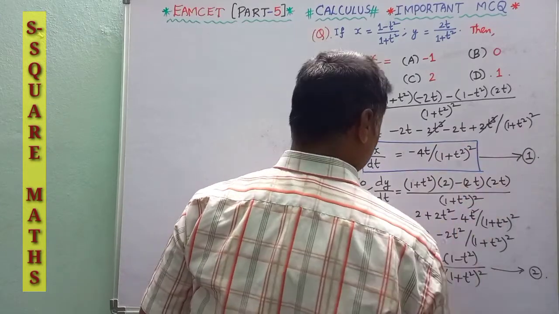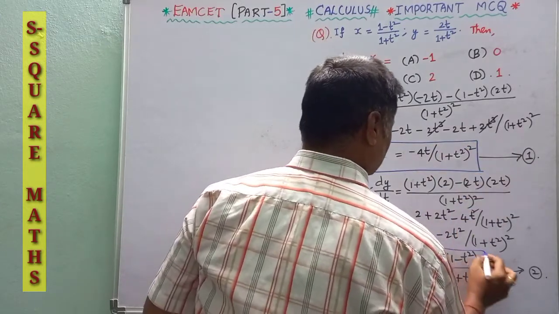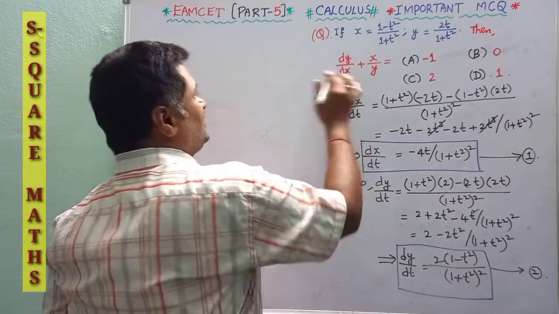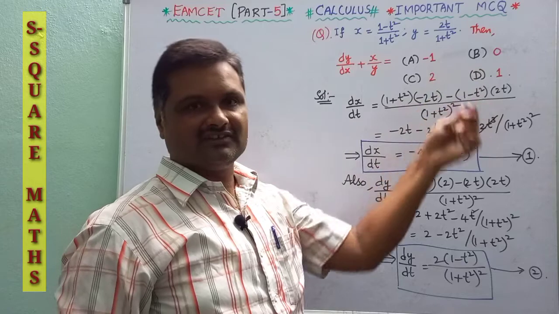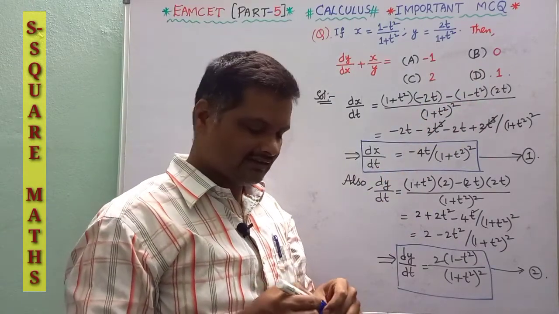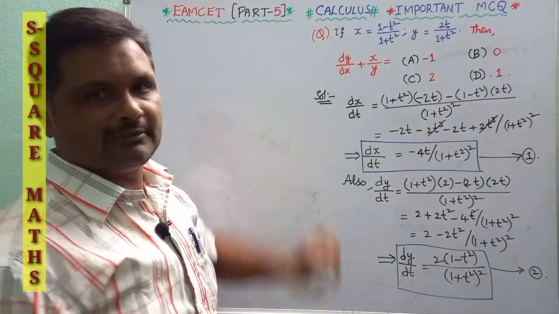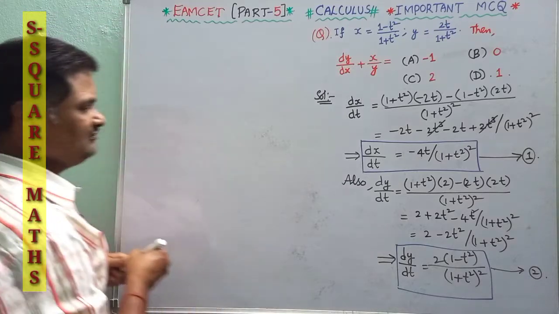This is equation 1 and this is equation 2. So now to get the expression dy by dx plus x by y, we have to go through our dy by dx. So let us see here now.